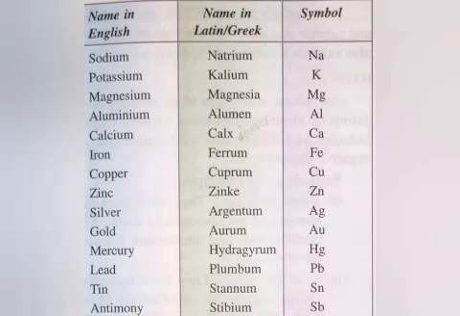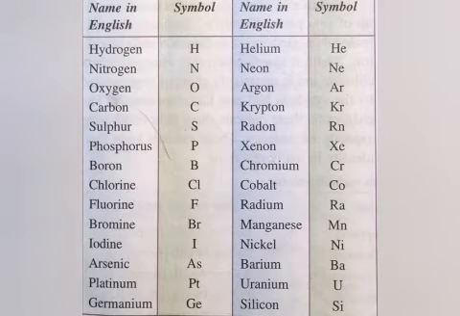In the given table, there is the name in English, the name in Latin or Greek, and the symbol. Suppose sodium, the Latin name is natrium, and the symbol is Na. Potassium, kalium, K. Magnesium, magnesia, Mg. Aluminium, alumen, Al, and so on. And again in the given table, name in English and symbol. Suppose hydrogen H, helium He, nitrogen N, neon Ne and so on.